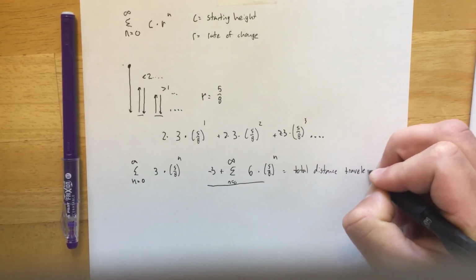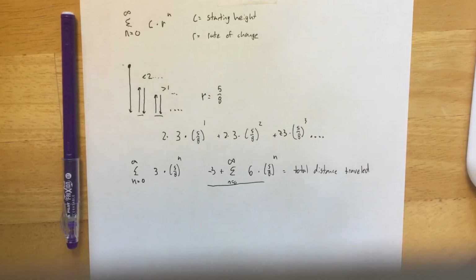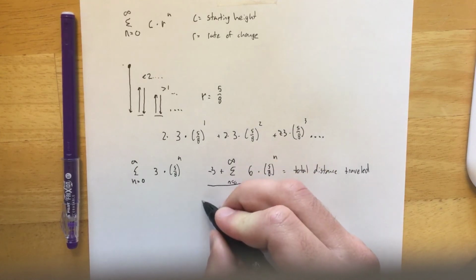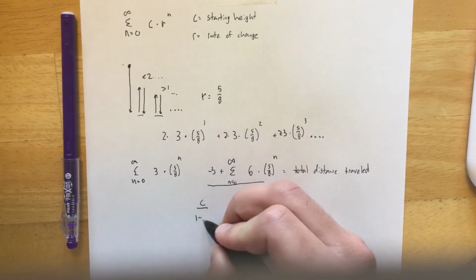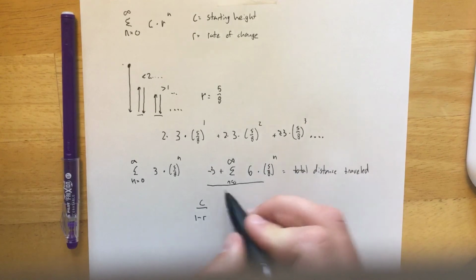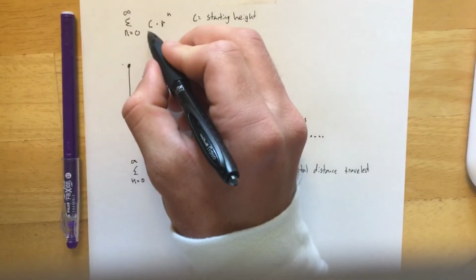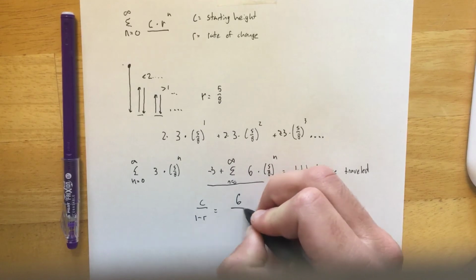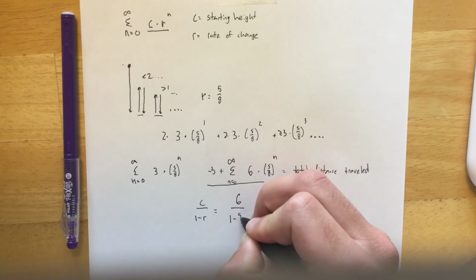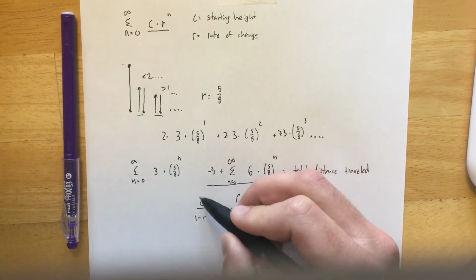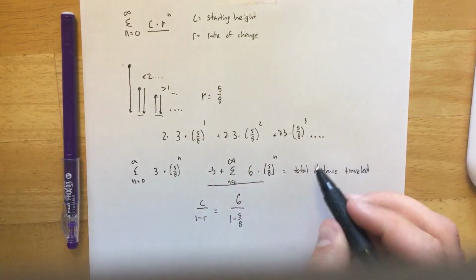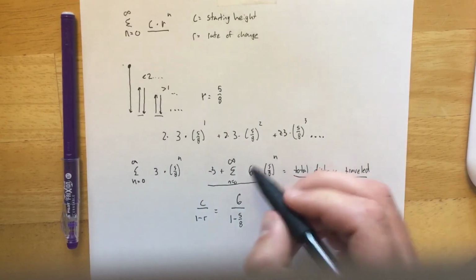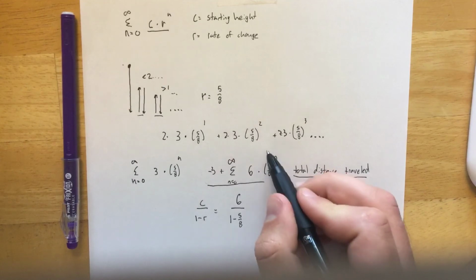Total vertical distance traveled. So then to find what our answer is, we're just going to use this formula, which is c over 1 minus r, just using these numbers based off of this right here. So that is going to be 6 over 1 minus 5/8. And this is just a standard formula to find the actual total distance based off of this geometric series.